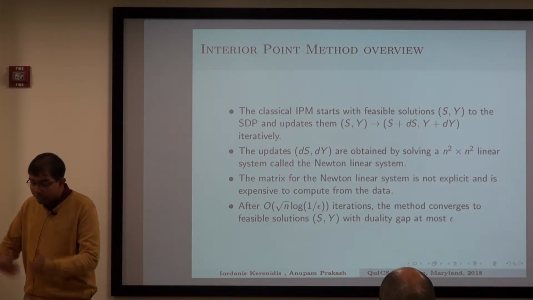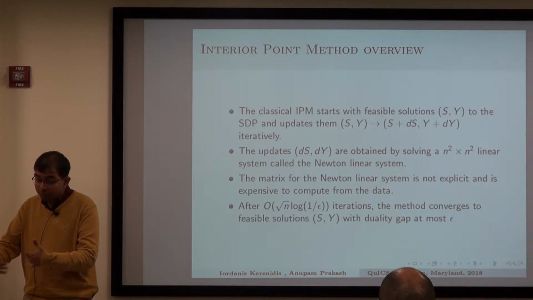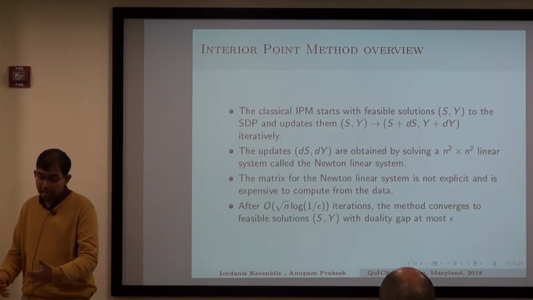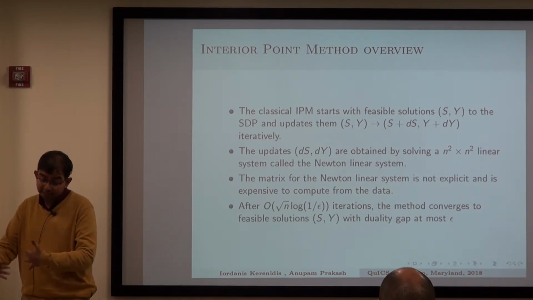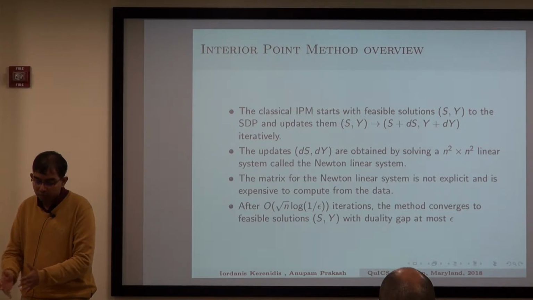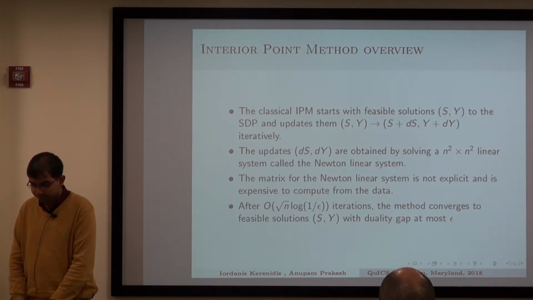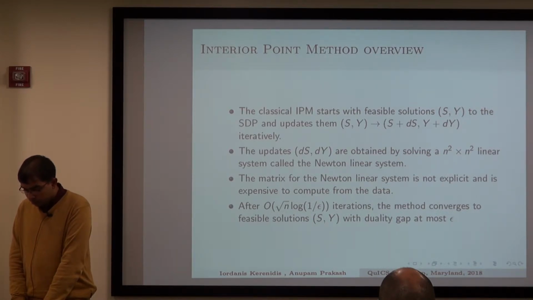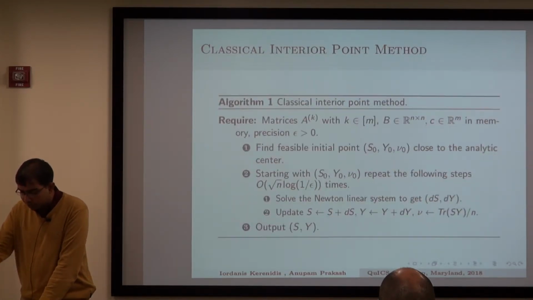Each iteration of the classical interior point method solves a linear system and updates the current solution. This continues for square root n log 1 over epsilon iterations, and then it succeeds in lowering the duality gap to epsilon. So it gets a solution with duality gap epsilon. That's the high-level structure of the classical interior point method.